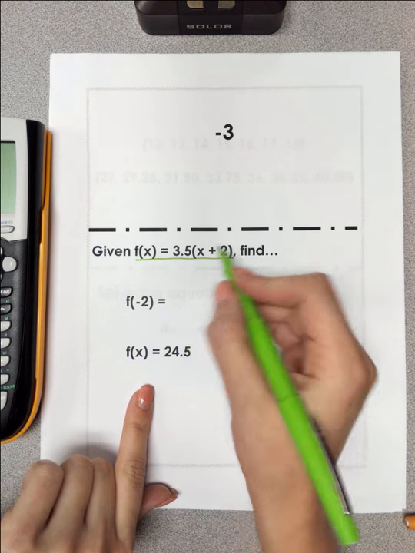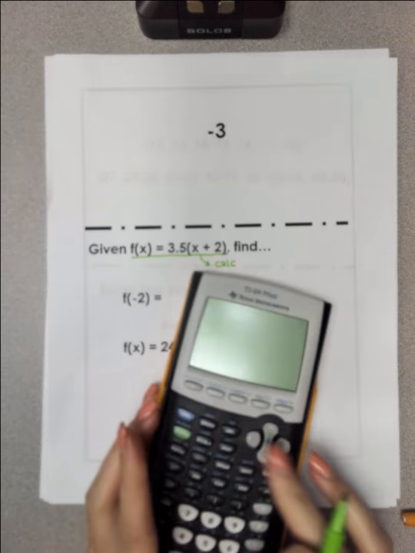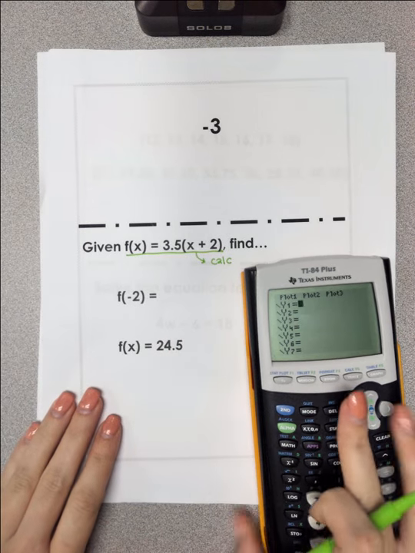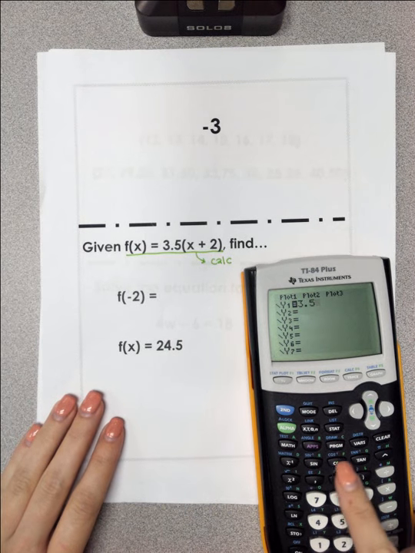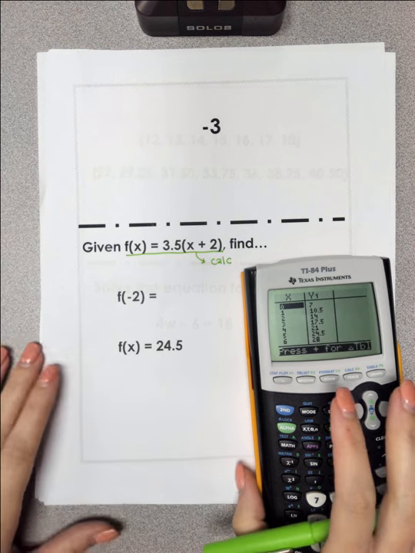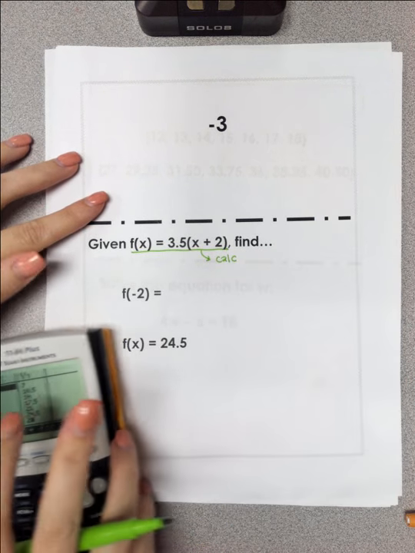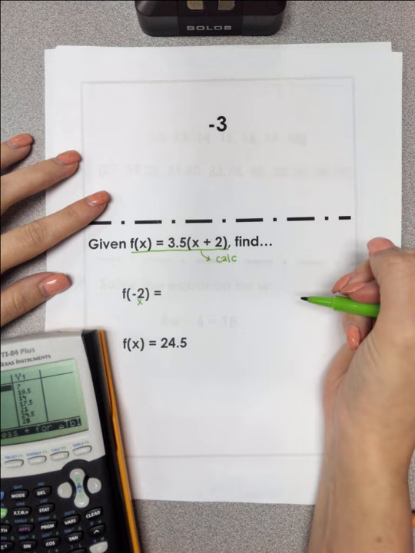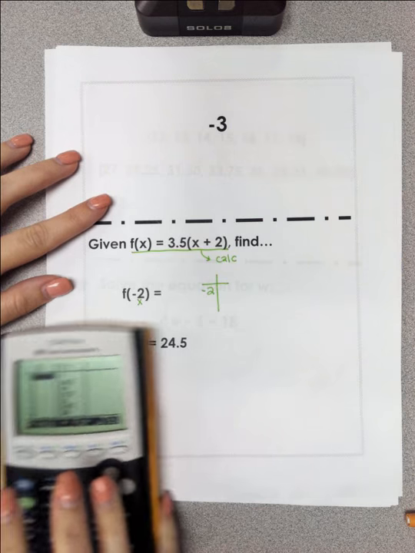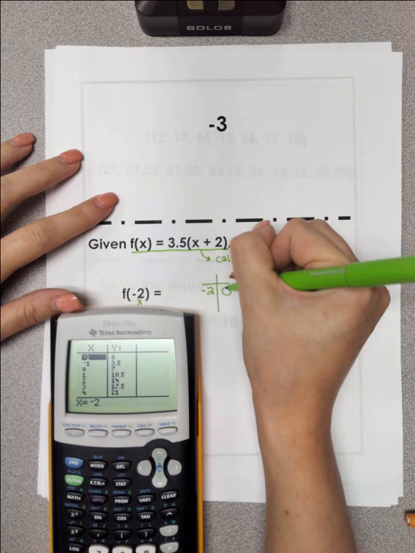Anytime they give you a function, put it in your calculator. Every single time. So I'm going to go to y equals, and I am going to type in 3.5 parentheses x plus 2, and I'm going to go to my table. I know that this, because it is in parentheses, is an x value. So I am looking on the table for where we have negative 2 and what it matches up with. So looking at the table, negative 2 matches up with 0.